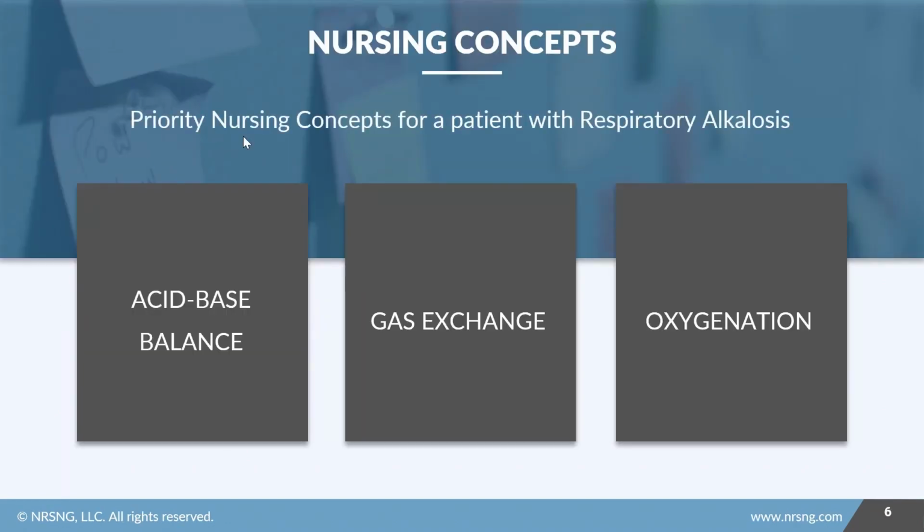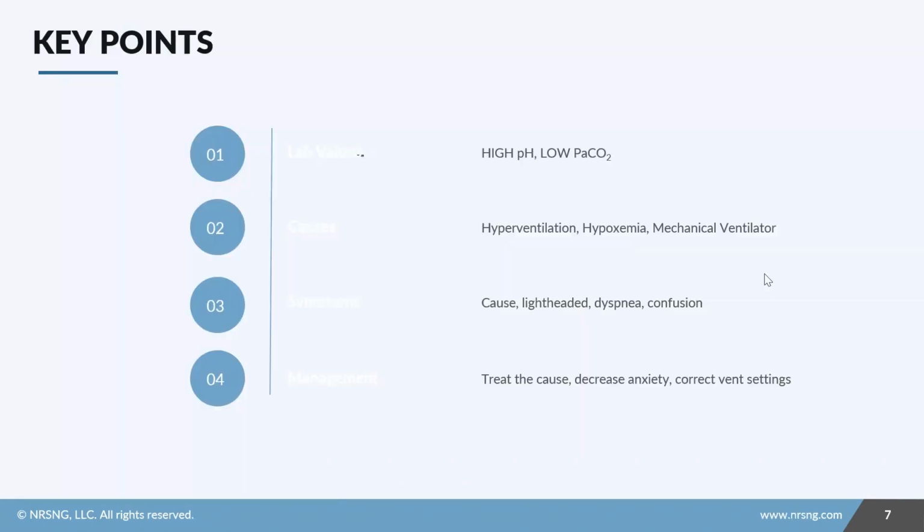Priority nursing concepts for a patient with respiratory alkalosis are going to be acid-base balance, gas exchange, and oxygenation. Remember, the hyperventilation could be due to hypoxia, or it could cause the patient to tire out and eventually, therefore, become a breathing and oxygenation issue. So make sure that you're keeping an eye on that.